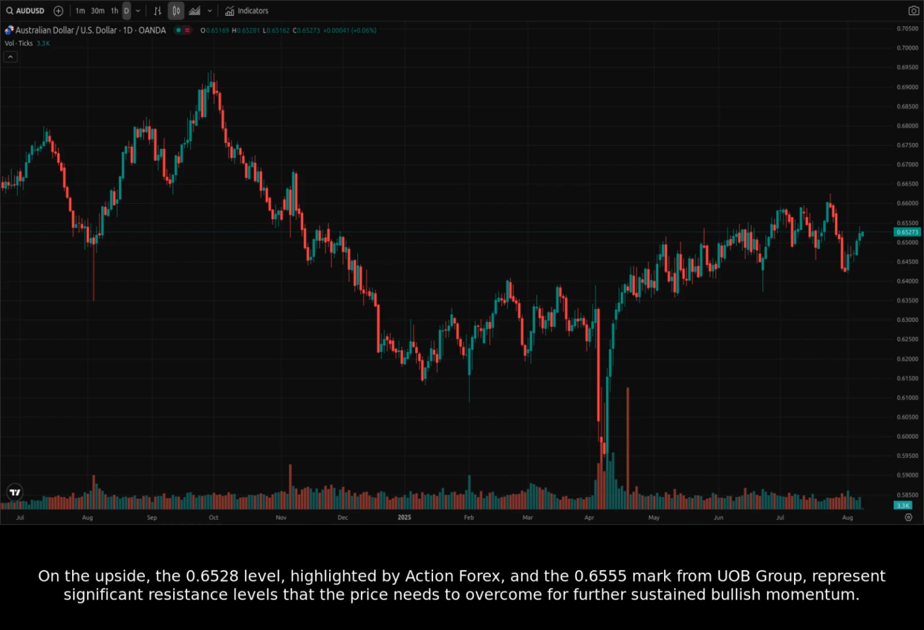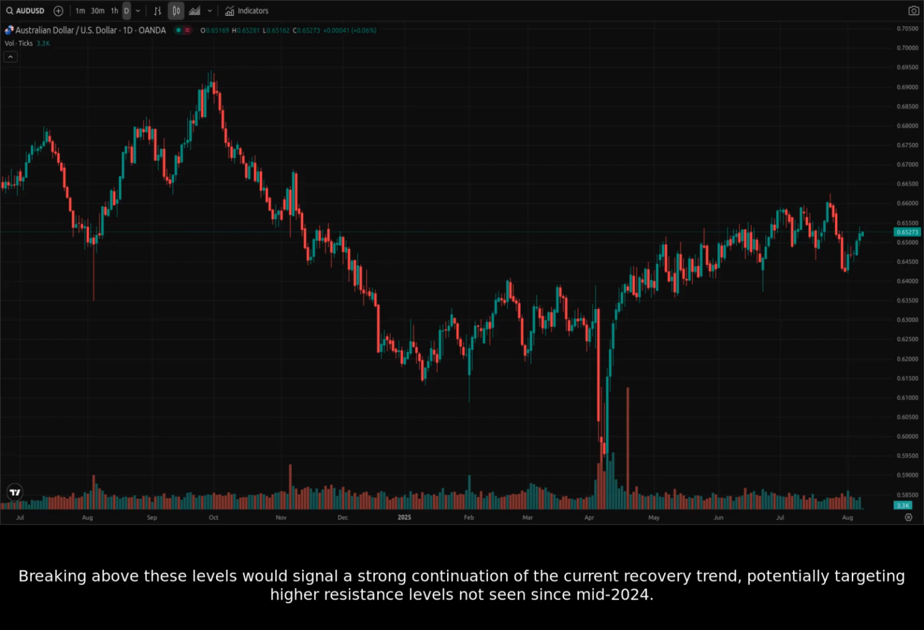On the upside, the 0.6528 level, highlighted by Action Forex, and the 0.6555 mark from UB Group, represent significant resistance levels that the price needs to overcome for further sustained bullish momentum. Breaking above these levels would signal a strong continuation of the current recovery trend, potentially targeting higher resistance levels not seen since mid-2024.